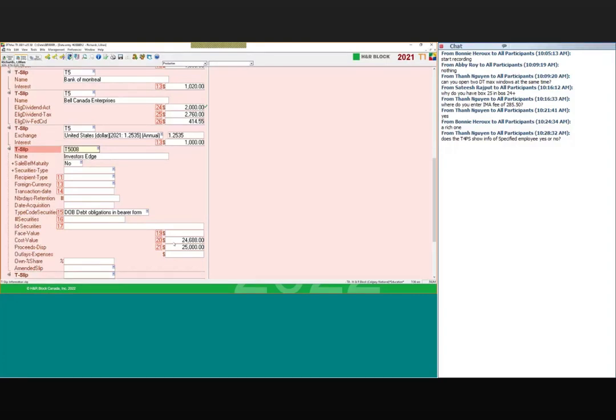This here is an investment. It's not a capital gain transaction. It's an investment, so it's going to show investment income. That's right. Thank you. It's a T-bill. That's correct. It's a T-bill.